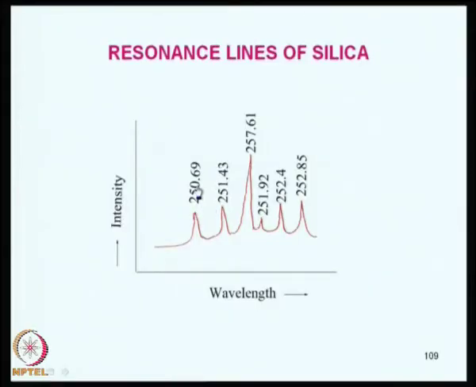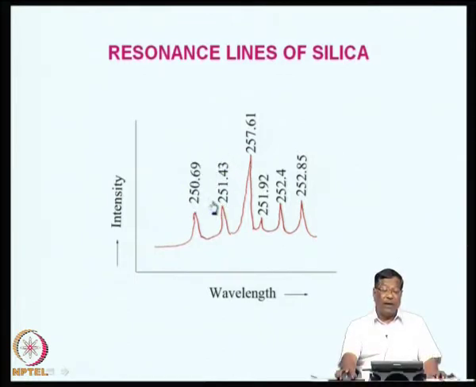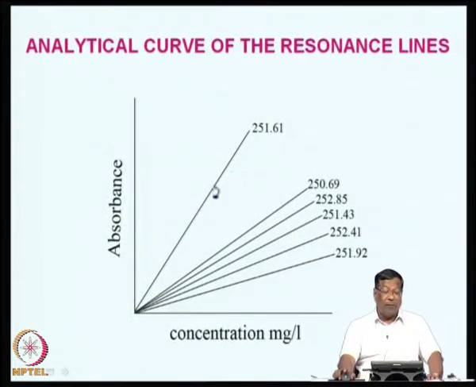lines 250.69 and 251.43 is another resonance line, and 251.61 this is the resonance line of highest sensitivity. You can see that the peak is very high here, and then there are other lines like 251.92, 252.4 this one, and the last one is 252.85. So, I have so many resonance lines to prove the point that you can determine atomic absorption using all these resonance lines. I draw a calibration curve.